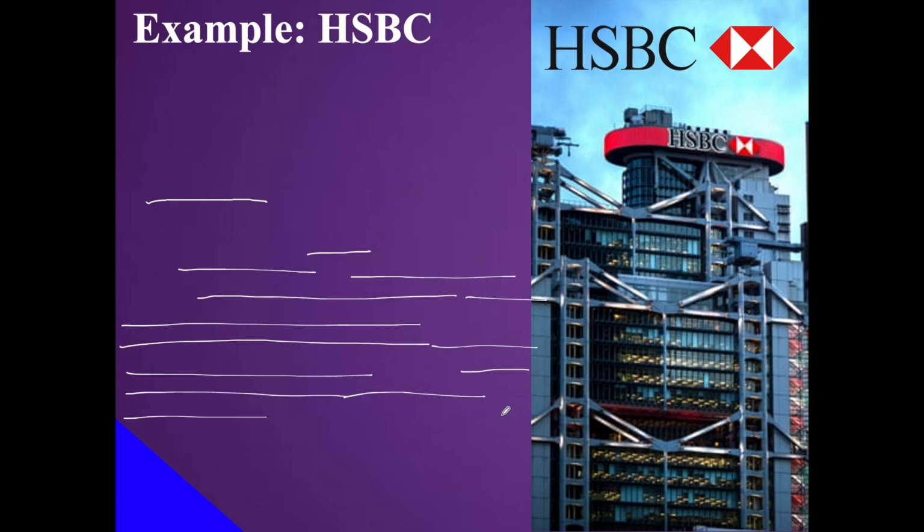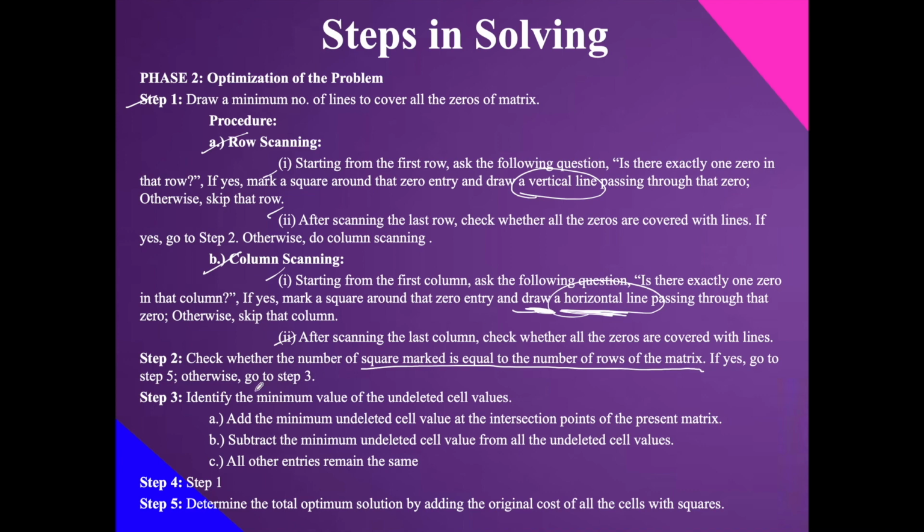Kapag hindi equal, go to step 3. Ayan. Ang step 3 is to identify. O, di ba? Patapos na tayo. Palapit na tayo sa step 5. Identify the minimum value of the undeleted cell values. Ibig sabihin, yung mga hindi nalinyahan, yung mga hindi na-delete, yung mga walang line. Tignan daw natin doon yung pinakamaliit na value. And yung smallest value na makukuha natin doon sa mga undeleted cell, i-add natin yon.